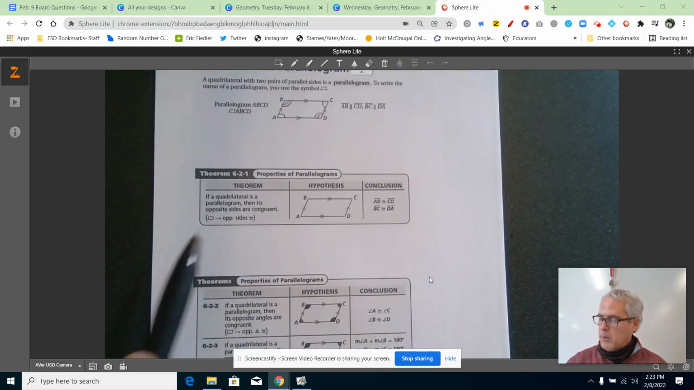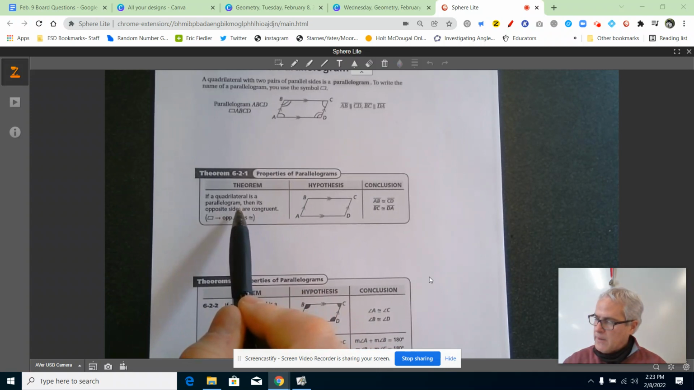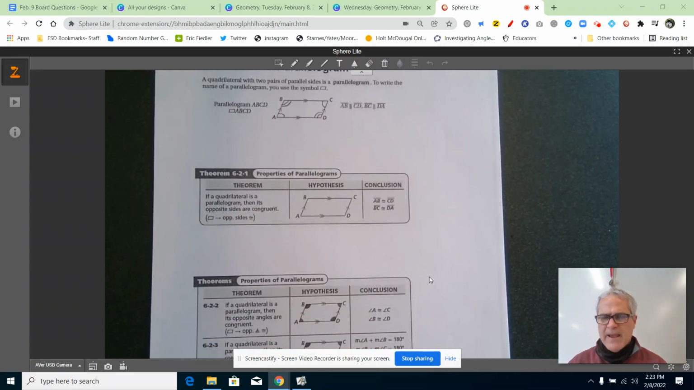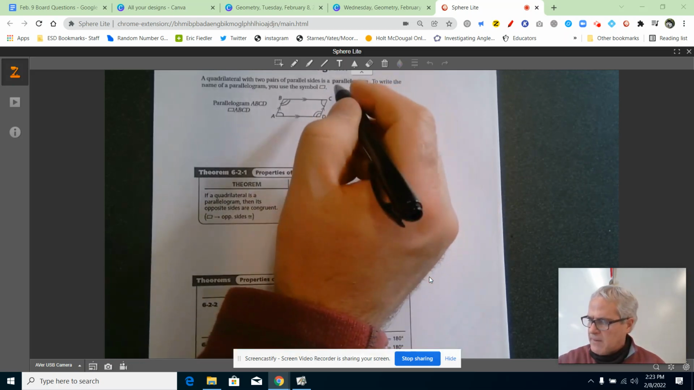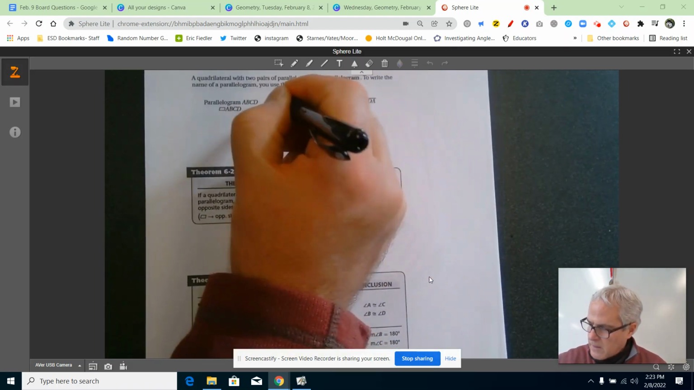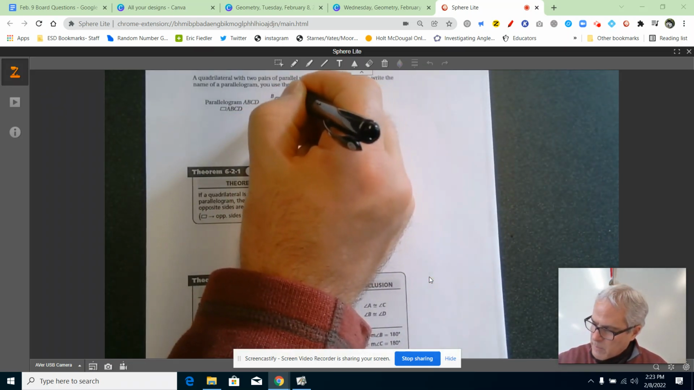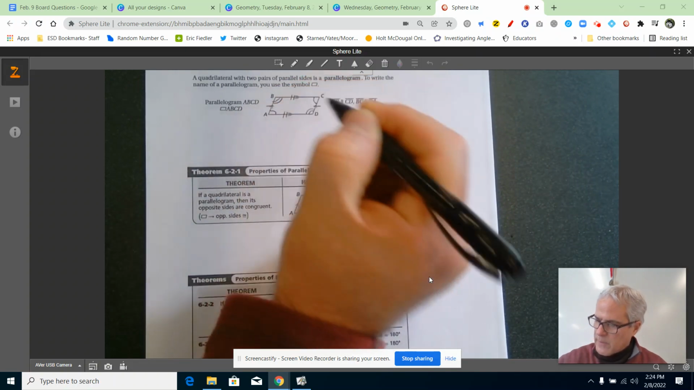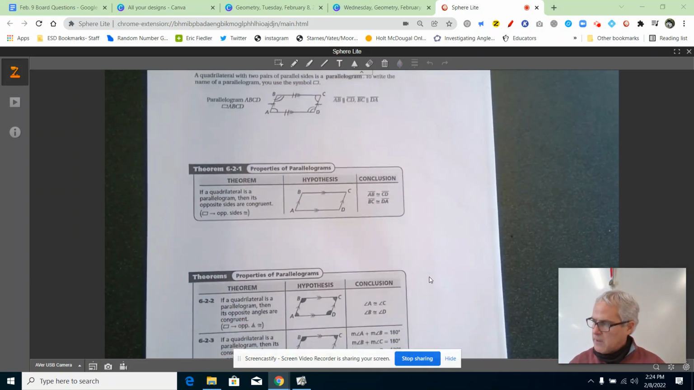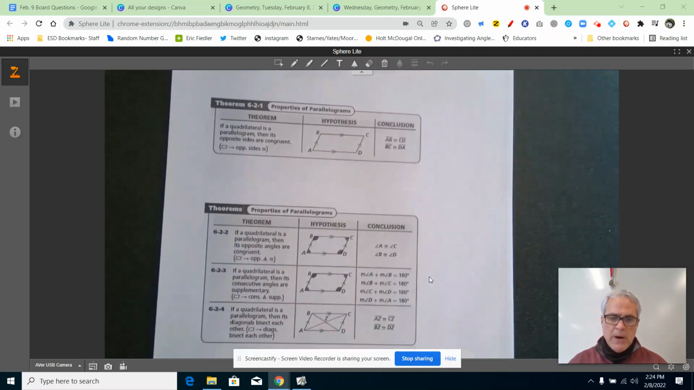Couple theorems I want to point out. First one, if a quad is a parallelogram, then its opposite sides are congruent. You may have guessed at that just from the look at it, but this side here and this side, put one tick mark there, two here, and put two there. Opposite sides are definitely going to be congruent. Three more properties that we have.